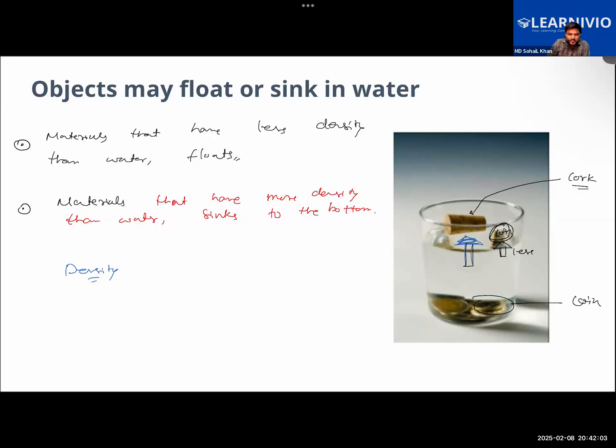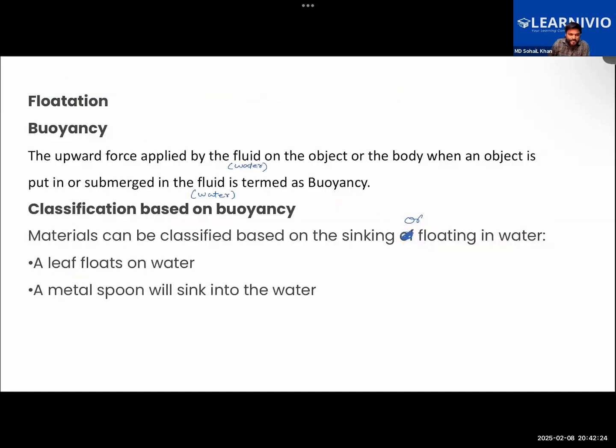Okay. So materials that have more density than water will sink to the bottom. As here the coin is denser than water, it feels heavier, so it will sink to the bottom, while the cork will be floating on the water. So all of it has got to do with the density. Okay. Now there is one more important topic, that is buoyancy.